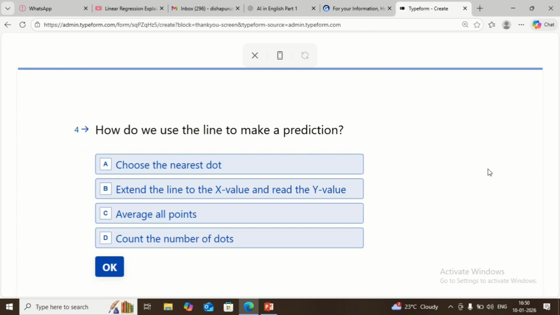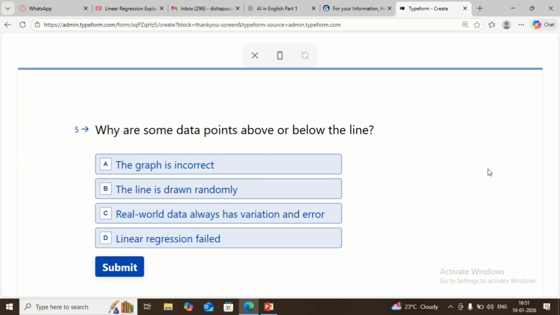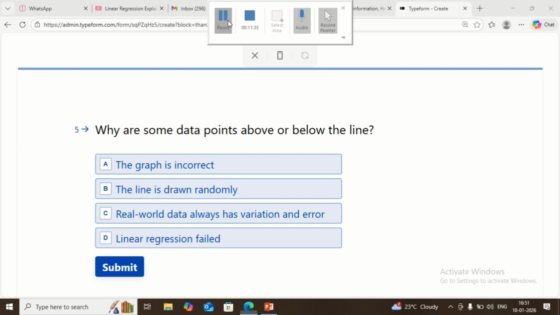How do we use the line to make a prediction? Choose the nearest dot, extend the line to the x value and read the y value, average all points, or count the number of dots. Last question is, why are some data points above or below the line? The graph is incorrect, the line is drawn randomly, real world data always has variation and error, or linear regression failed. So these are today's 5 questions.